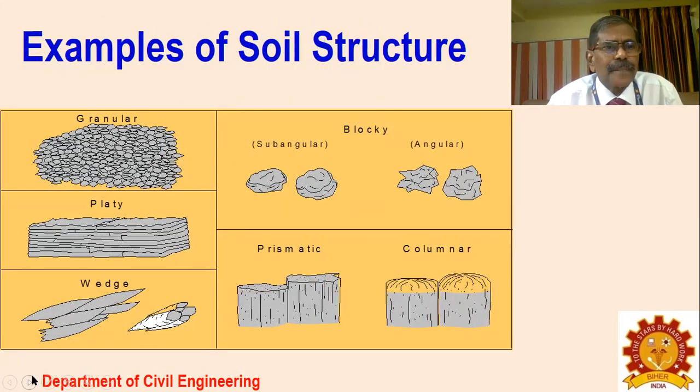Example of soil structure. So far we were talking about size. Now you are talking about the characteristics of the soil. Granular means angular soil, which may be of various natures. Sometimes they are flaky and platy in nature, so flat components are also there. Sometimes they have sharp edges, called wedges. So there are three types: granular, platy, and wedges.